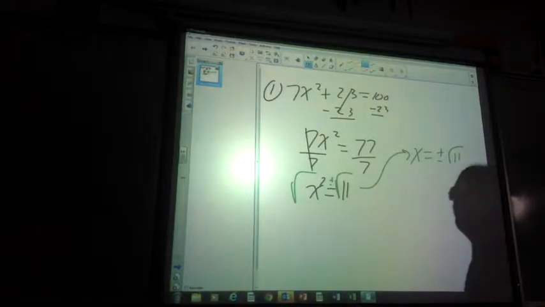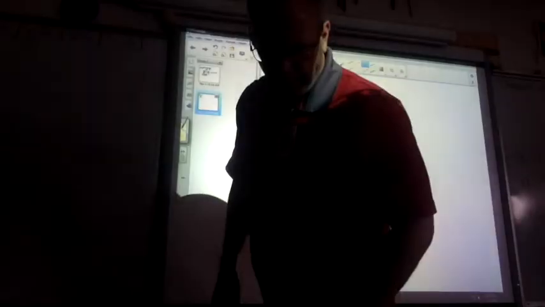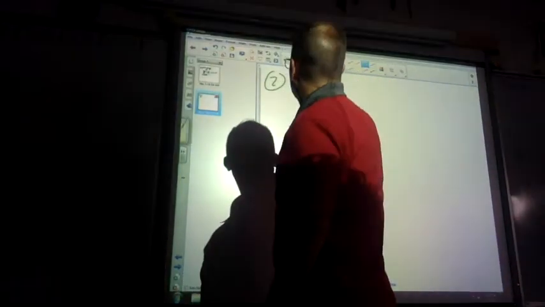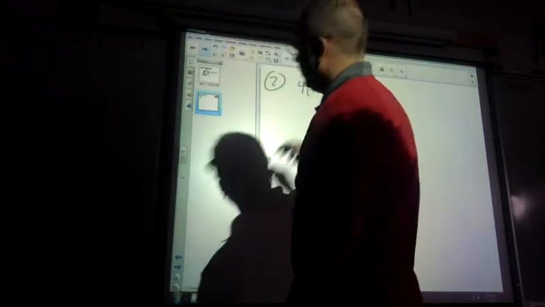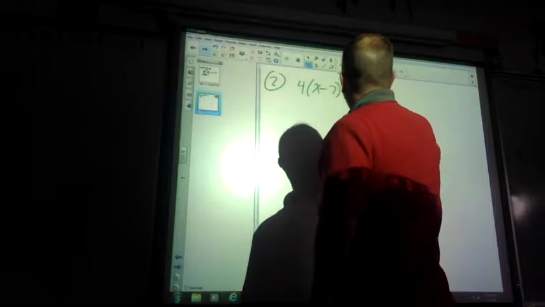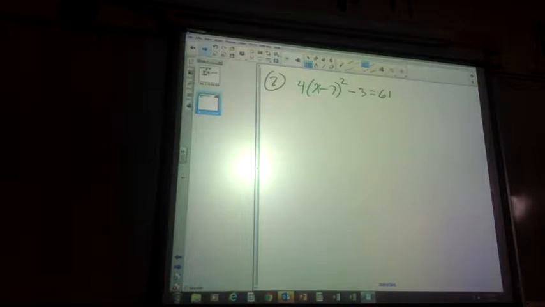Sweet. Problem number 2 says, oh, this one's a little more complex. Uh-oh. Okay. I think we might be able to work through this. So, 4 times the quantity x minus 7 squared, minus 3 equals 61. The thing I want you to stay away from on here, and a lot of students are going to do it because you're like, oh, parentheses, number in front, distribute. Yeah, but the quantity is raised to the second power, so you can't distribute on this until you took care of the x minus 7 and x minus 7 multiplied. Okay? So let's get the distribute out of our head. So let's start trying to solve this.